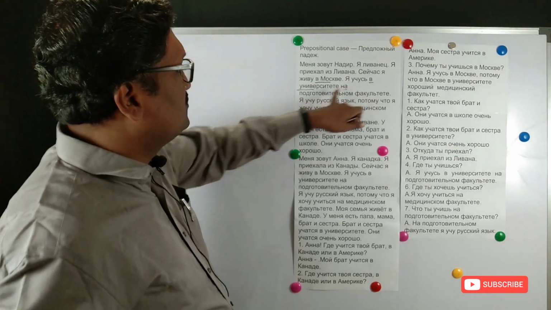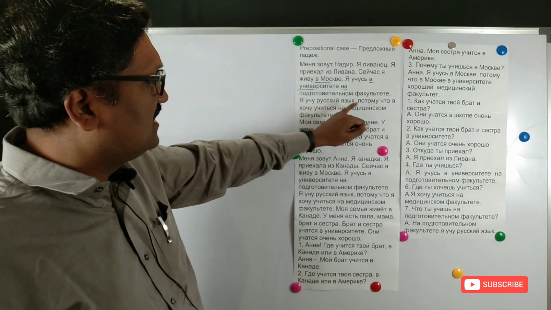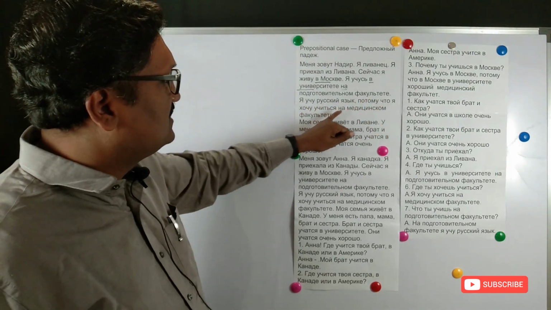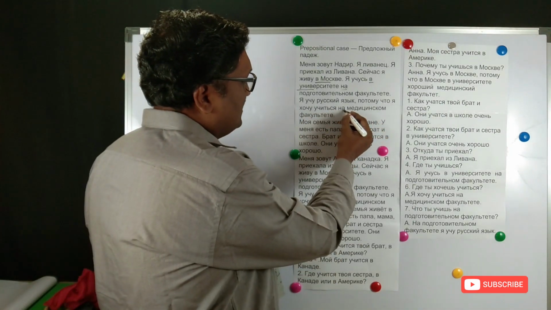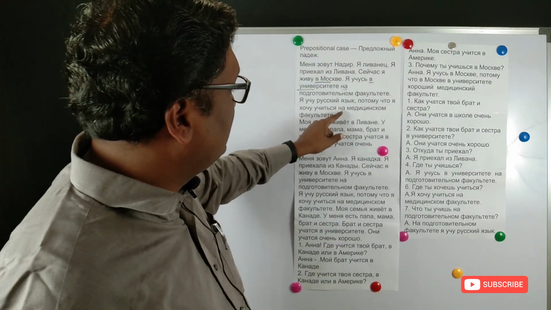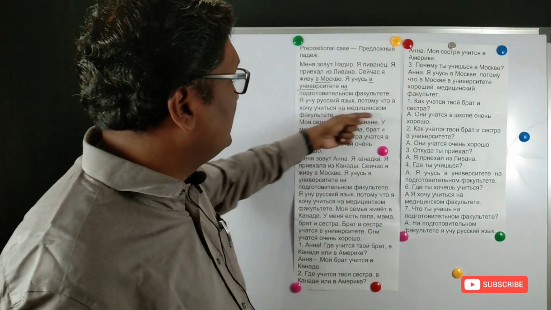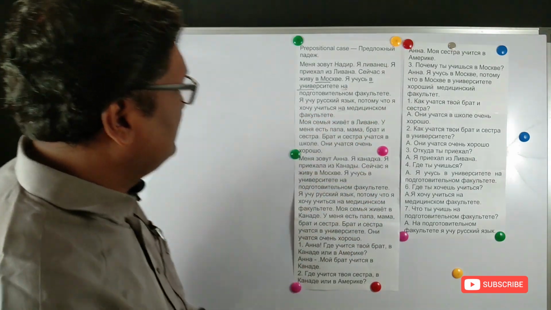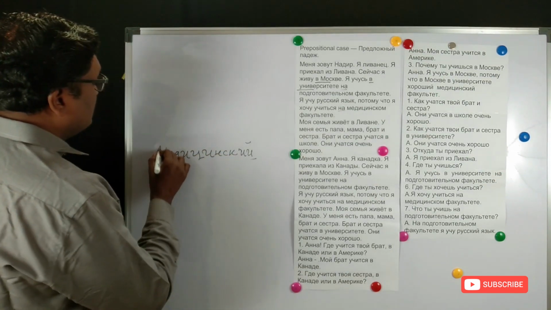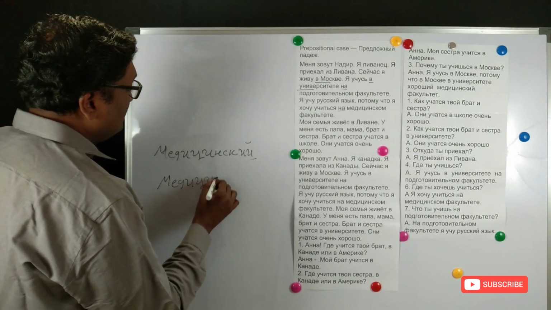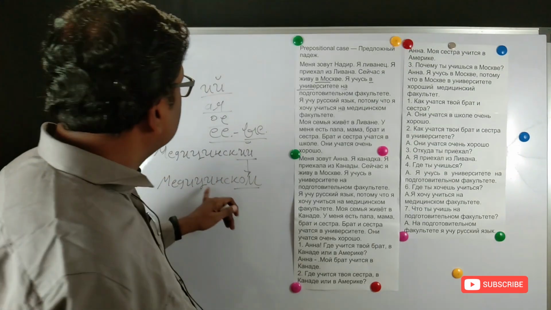So this way, я учусь в университете на подготовительном факультете. Я учу русский язык. I study Russian language. Потому что я хочу учиться на медицинском факультете. Again here the "na" is coming, which is a prepositional case. Я хочу учиться means I want to study na medicinskim facultete. Medicinski is the adjective, and this has changed to medicinskim. So this ending has changed to this ending. Here the adjective is changing like this.